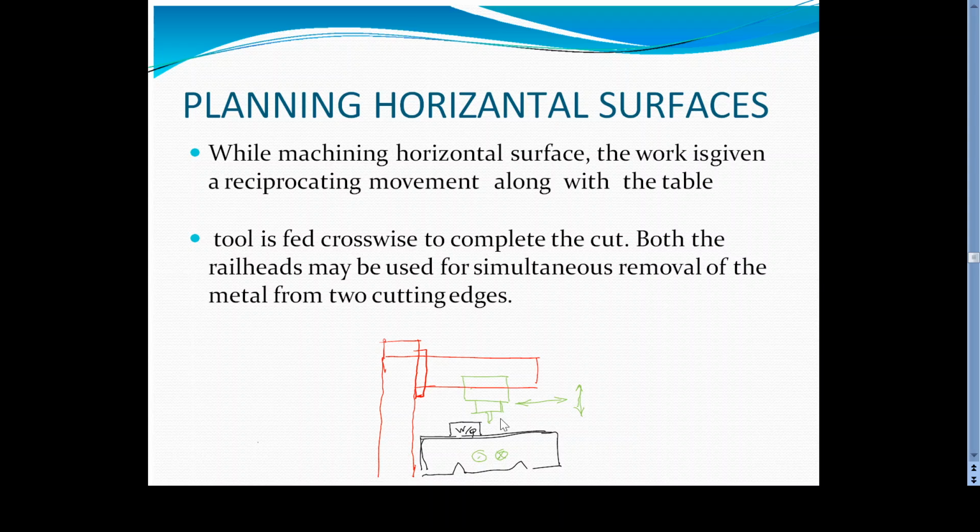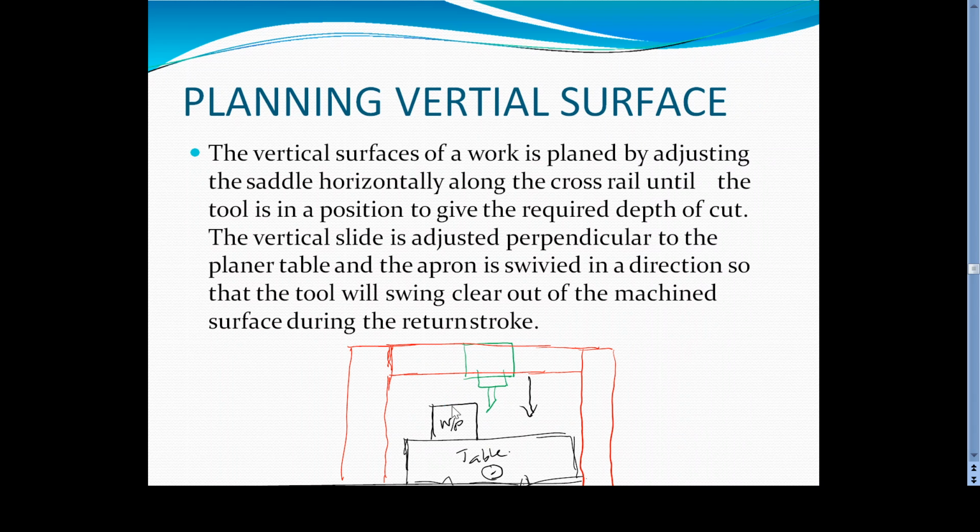So the longitudinal movement is actually the movement of the bed or the table, and the cross direction is actually the feed of the cutting tool. By these two operations we can generate a horizontal flat surface.